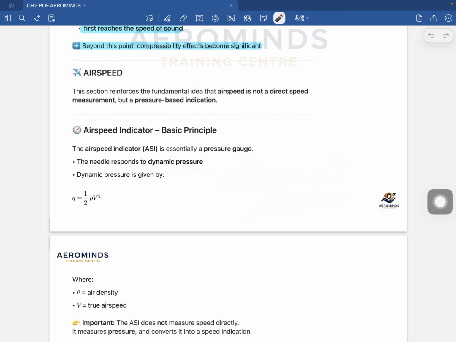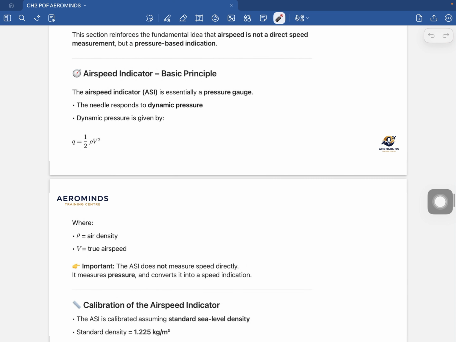Now here comes the formula for dynamic pressure. Even if you don't like formulas, I want you to understand this very basic formula and what it is trying to say. Dynamic pressure is equal to half rho v squared. Rho means the air density and v means the true airspeed. So the formula is 1/2 rho v squared.